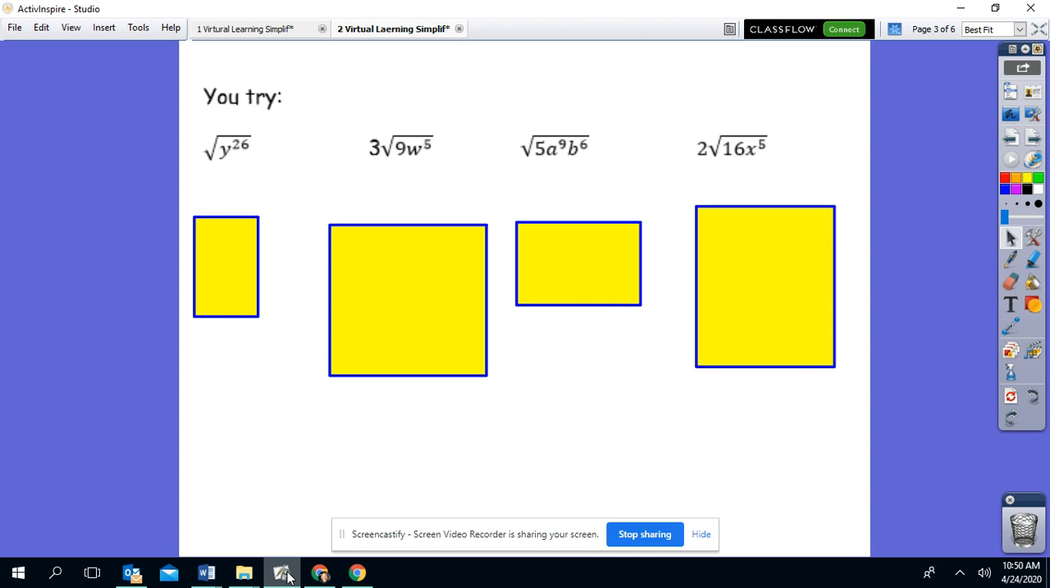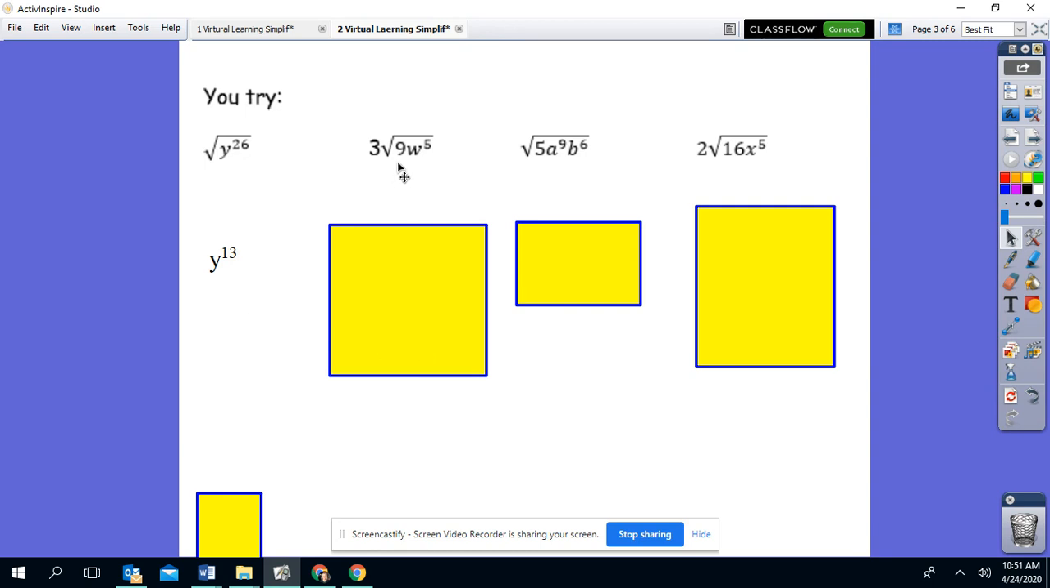Okay, let's continue with a few more examples. So this first one, we've got y to the 26th. Remember, when you just have the variable and the exponent, you just want to cut the exponent number in half. So we have 26, and what's half of 26? That's 13, right? Because it's an even number, all of those shoes can come out from underneath the radical, all of those numbers. So everything comes out.